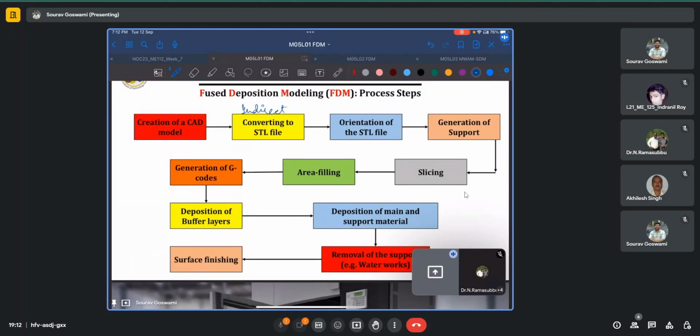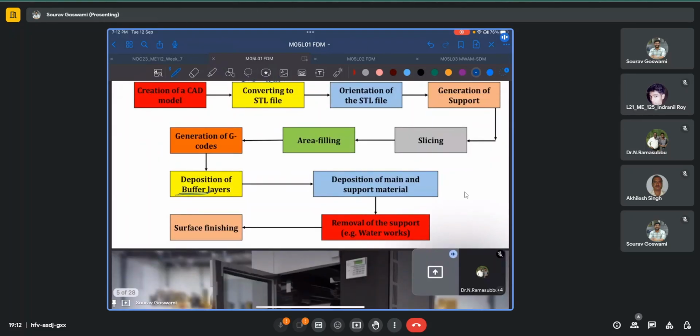We orient the file, generate the supports, and then start slicing. We'll also encounter a process where this slicing is not really layer-wise but segment-wise, but that comes later. Then we plan the toolpath and generate the G codes. Often we have to deposit certain buffer layers on our build platform before we can actually start depositing our main part. So often these buffer layers are in the form of raft or brim or skirt. Then once the main and support materials are deposited, the supports are removed and the surface is finally finished.